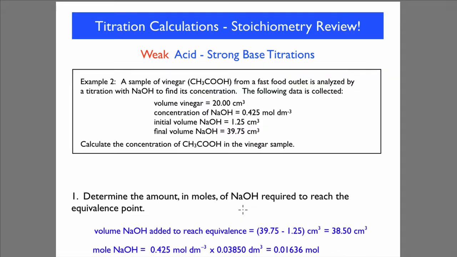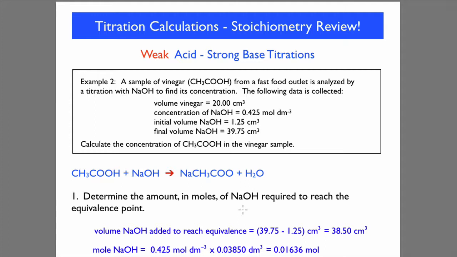Example 2. A sample of vinegar from a fast food outlet is analysed with sodium hydroxide to find the concentration. We've got 20 centimetre cubed of vinegar. We've got a concentration of 0.425 of sodium hydroxide. Initial volume of sodium hydroxide is 1.25. Final volume 39.75. We're going to calculate the concentration of the ethanoic acid. We've got this reaction here written out. Weak acid, strong base.